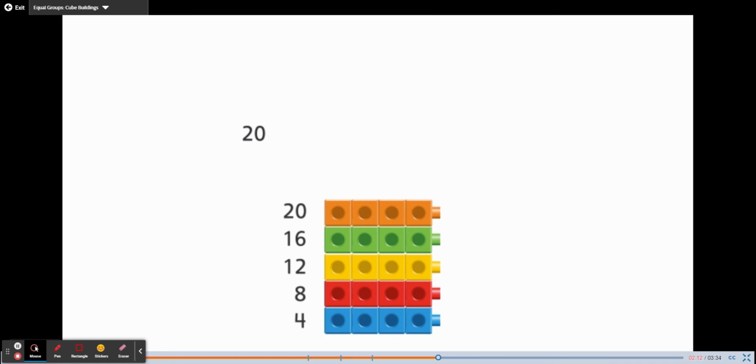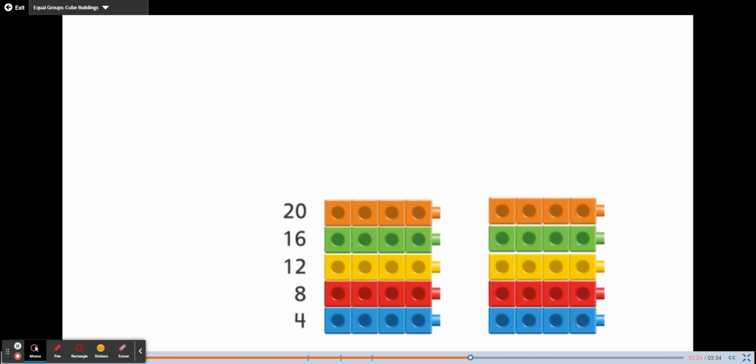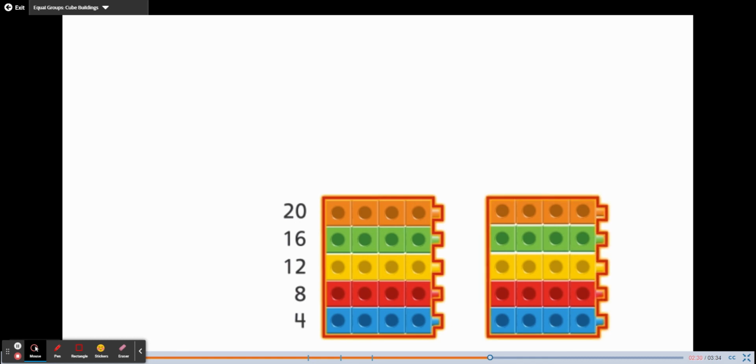Simon counts on from 20 by fours. 24, 28, 32, 36, 40. Melissa doubled the number of rooms on 5 floors. She knew that 5 floors have 20 rooms, so 10 floors must have twice as many rooms. 20 plus 20 equals 40. There are 40 rooms in 10 floors.